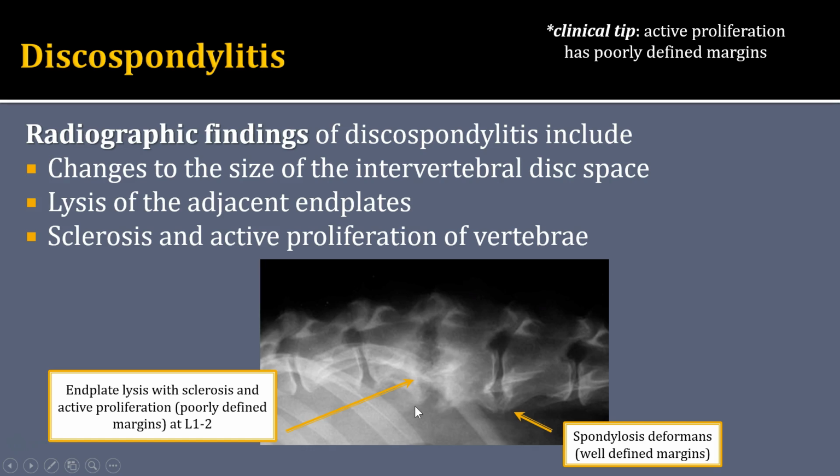Notice that I said poorly defined, and that's our clinical tip: active proliferation has poorly defined margins. Compare that to this chronic benign spondylosis deformans at the more caudal intervertebral disc space here, where we have really discrete margins of bone. So this is a little bit more advanced discospondylitis in this patient.